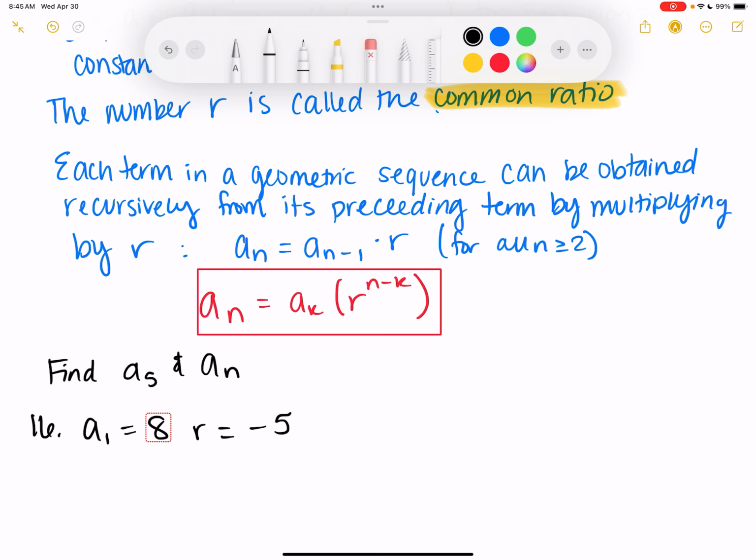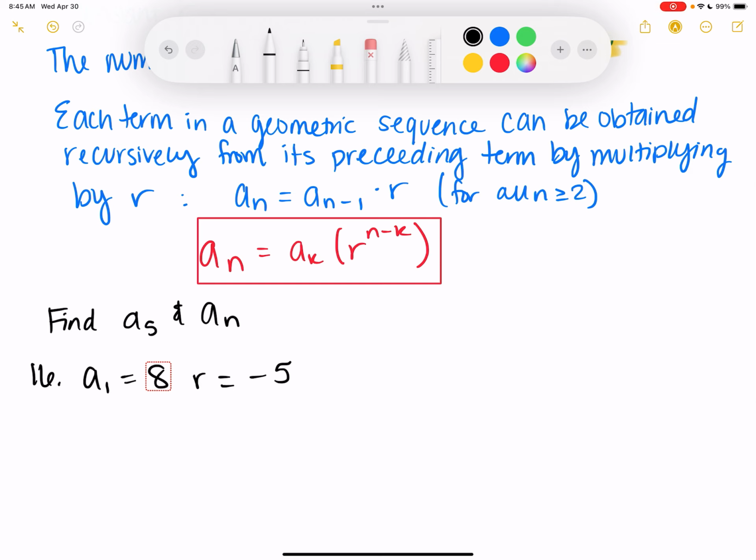So, a sub 1 is my starting value, and I would recommend that we do a sub n first so that we can find the rule, and then we can go from there. Now, I could just find a sub 5 because all I'm doing is taking this term and multiplying it by -5 until I get the 5th term. But if we write the rule, then we can use the rule. So we'll just do that, a sub n first.